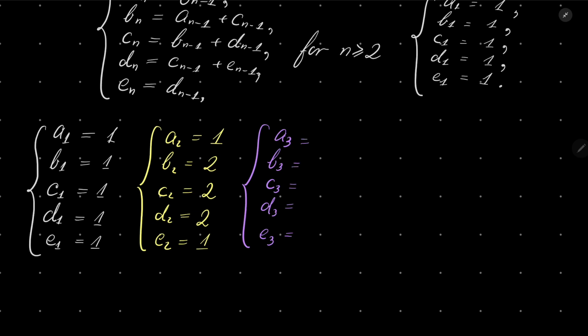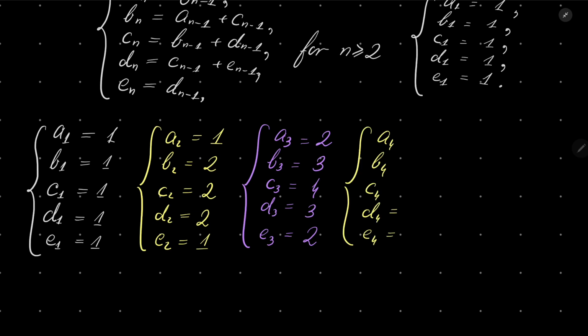Well, what is A_3? A_3 is B_2, so it's 2. What's B_3? B_3 is A_2 plus C_2, so it's 1 plus 2, 3. What is C_3? It's 2 plus 2, so it's 4. What's D_3? D_3 is 2 plus 1, 3 again, and 2. Okay. Next. A_4, B_4, C_4, D_4, E_4. So A_4 is B_3, so it's 3. Here we have 2 plus 4, 6. 3 plus 3, 6. 4 plus 2, 6. And 3.